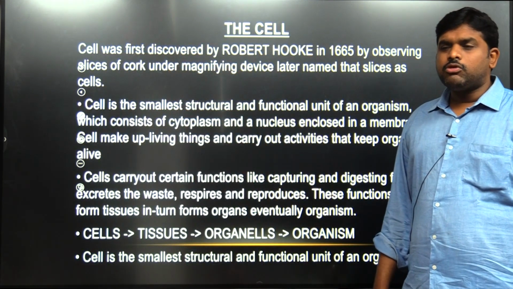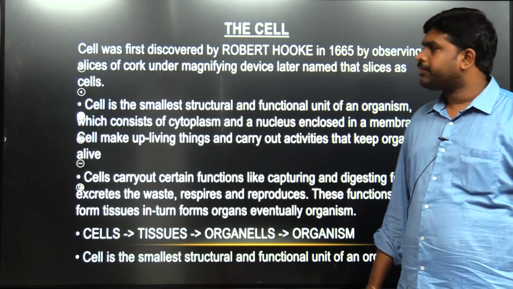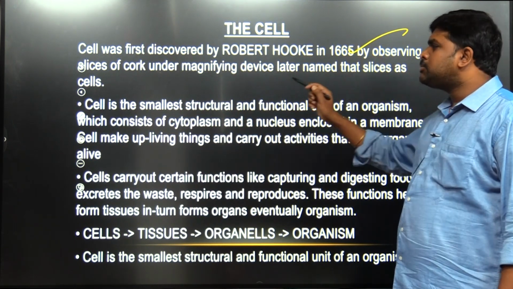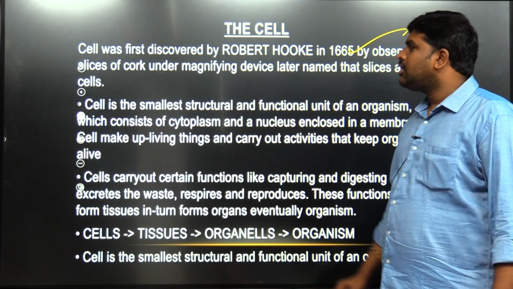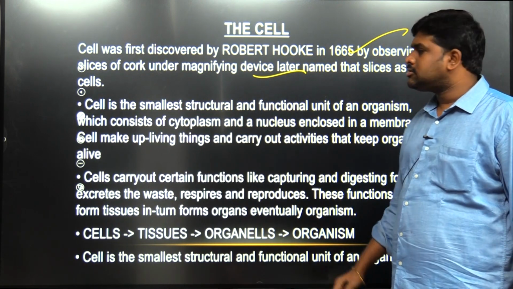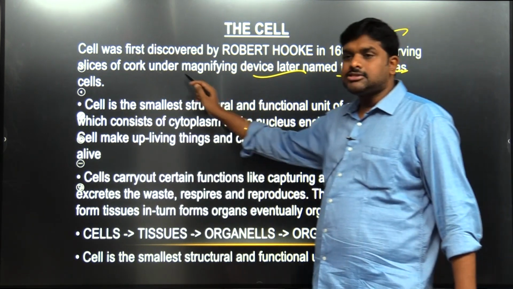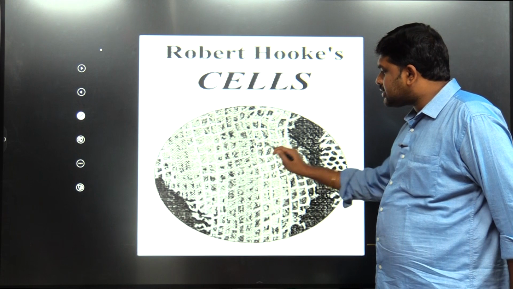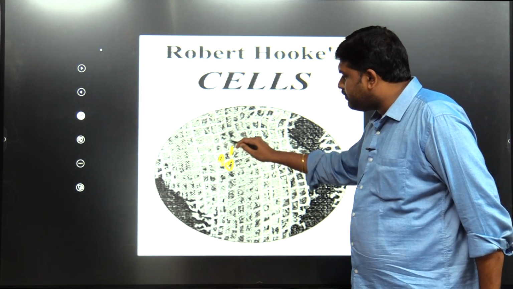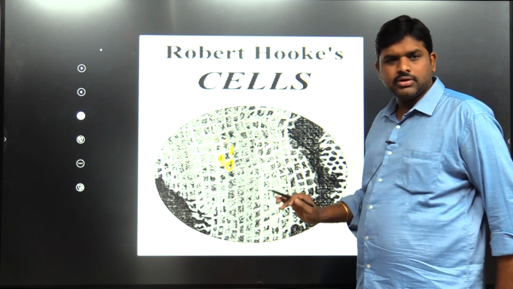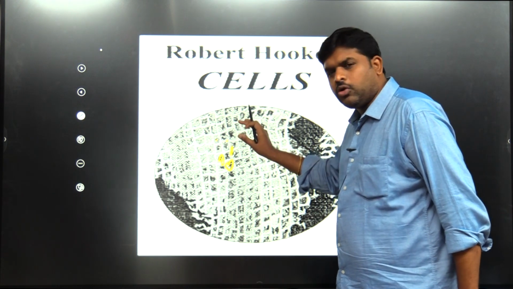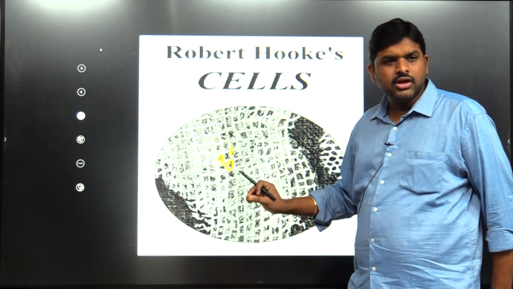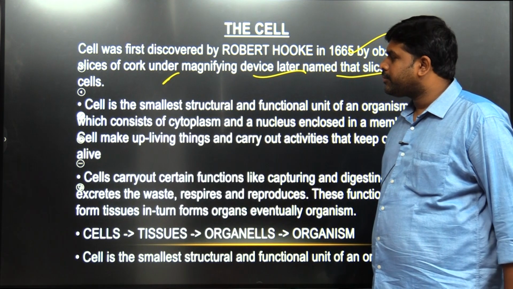The cell was first discovered by Robert Hooke in 1665 by observing slices of cork under a magnifying device, and he later named those slices cells. These are individual slices which he observed. So, what is this slice? He told that in the blood there are numerous cells.